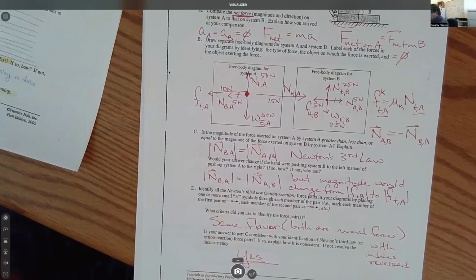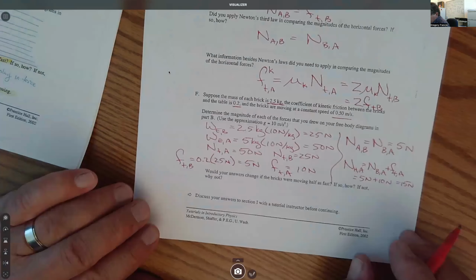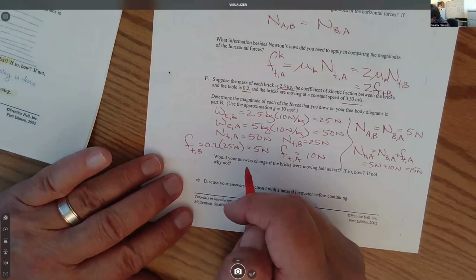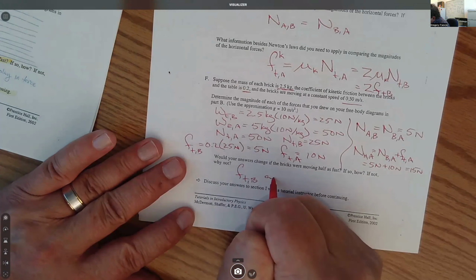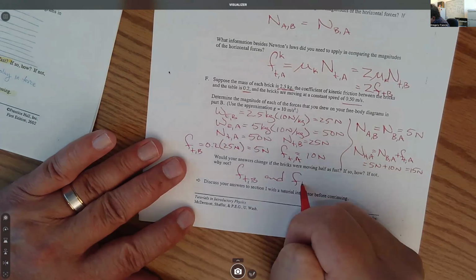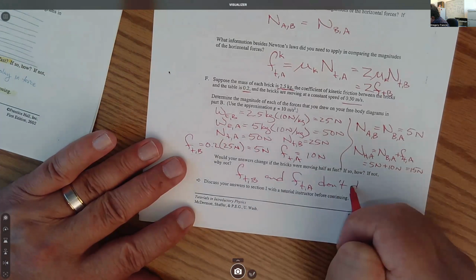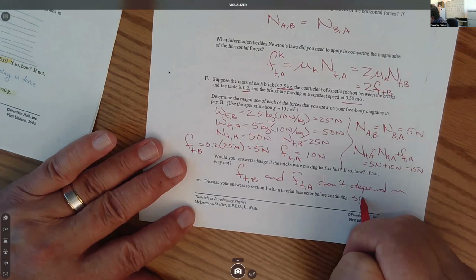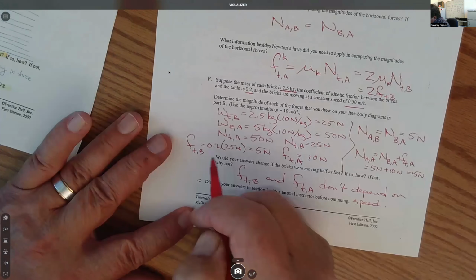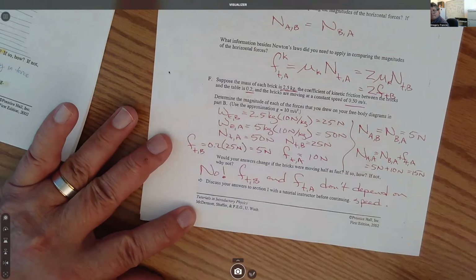So we're done with the first 2 pages, except it asks, would we change our answers if the bricks were moving half as fast? And because the friction by the table on B and the friction by the table on A don't depend on speed, our answer would be a resounding no.